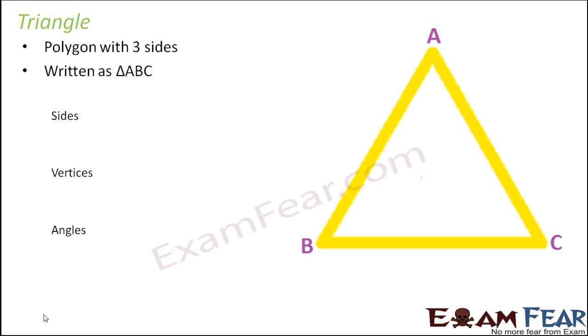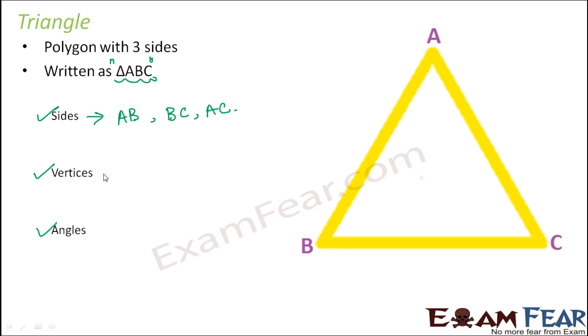And how do we denote a triangle? In short, we write a triangle like this, triangle ABC. So this symbol represents triangle. Now there are three important parts of a triangle: sides, vertices and angles. So when you look at the image of this triangle ABC, what are the sides of this triangle? The sides would be AB, BC and AC. So sides represent the line segments which form that triangle.